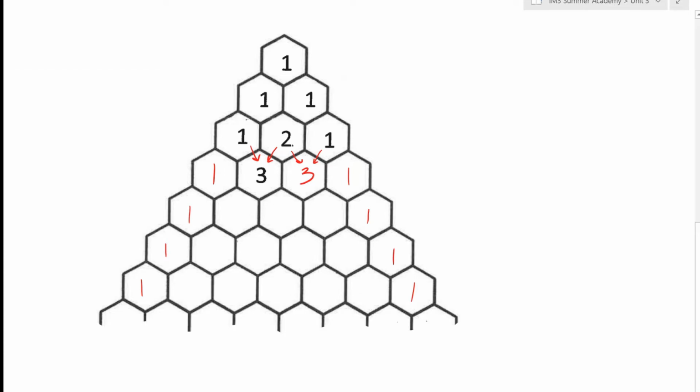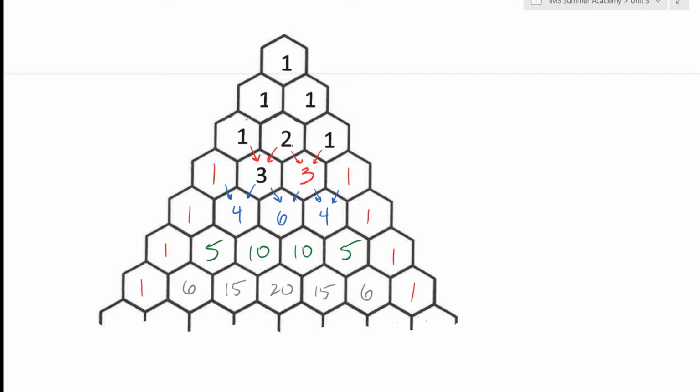And I'll continue down this. The 1 and the 3 make a 4, 3 and 3 make 6, and here makes a 4, and this continues downwards. So 5, 10, 10, 5, 6, 15, 20, 15, and 6. Okay, this can continue onwards, but we're not going to really see problems that require too many rows down.